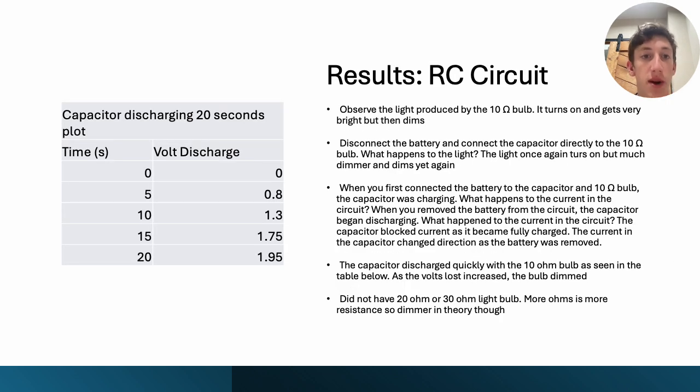For the results of the second part, the light did turn on and got bright and then dimmed as the capacitor got full. When it was first connected, the capacitor was charging, so the bulb brightened, but then the current was blocked. But when you flip it, take out the battery, the capacitor changes directions in the battery. The light bulb once again lights up, but the discharge is quick as the capacitor didn't have a ton of charge, and the discharging was plotted in the graph.